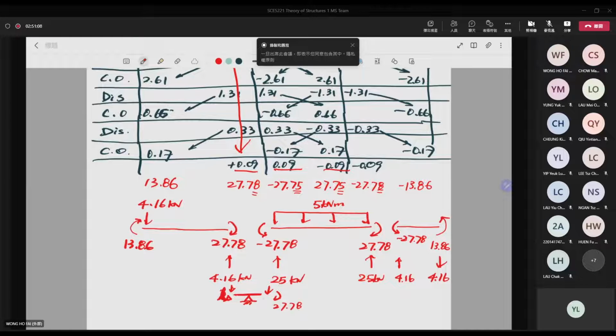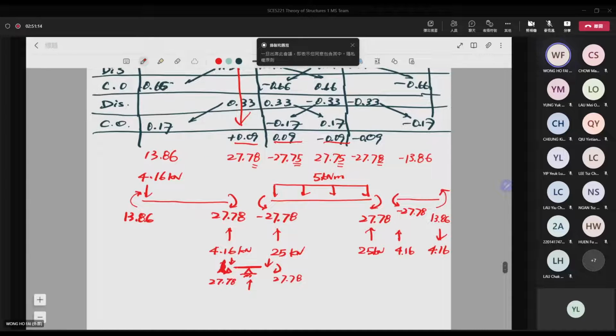27.78, 27.78. So here the support reaction is just 29.16. Again here is the same. You have 25 on one side and then 4.16 on the other side, which is equal to 29.16 kN. Of course, you have moment on both sides.